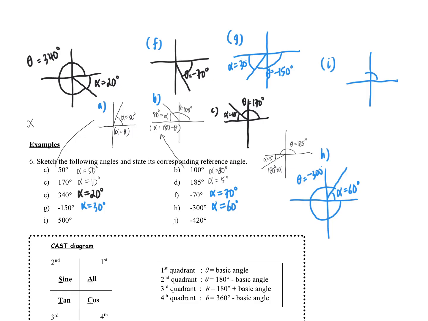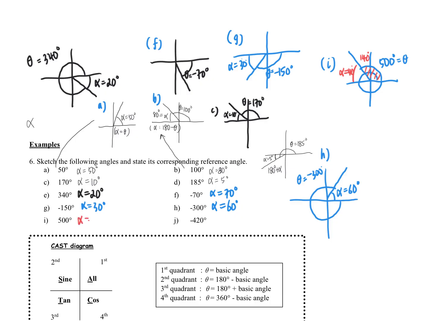So 360 is one full round already. So continue to press on another 140 degrees until here. So 500 degrees is like this, right? So actually I know that this tiny part here is an extra 140. So what is the basic angle? Just 40.